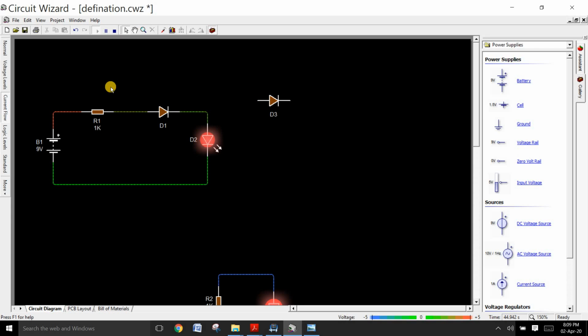Let me reverse it so that the cathode will be here and the anode will be here, and see if the diode allows the movement of current. Okay, so now you see that the current doesn't move. This diode has blocked it. So that's the meaning of the definition, that it allows a unidirectional flow of current.